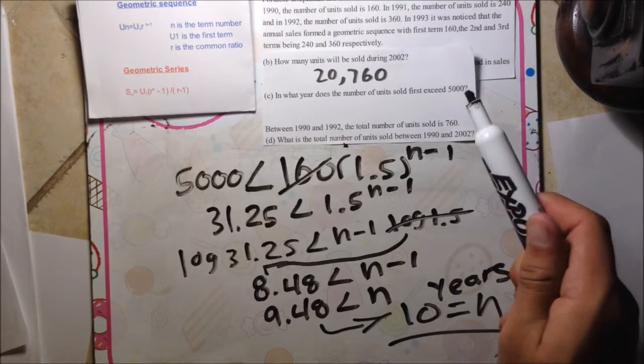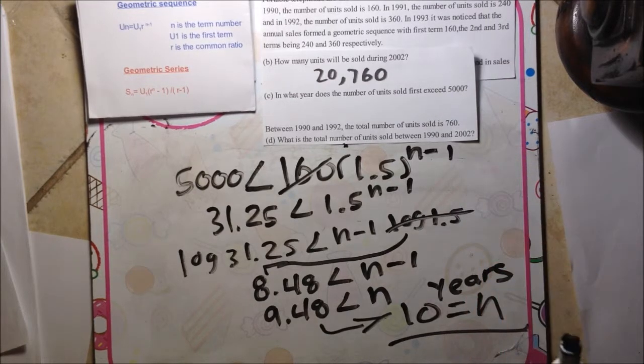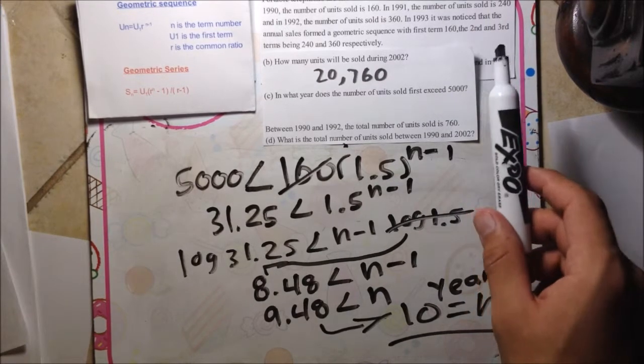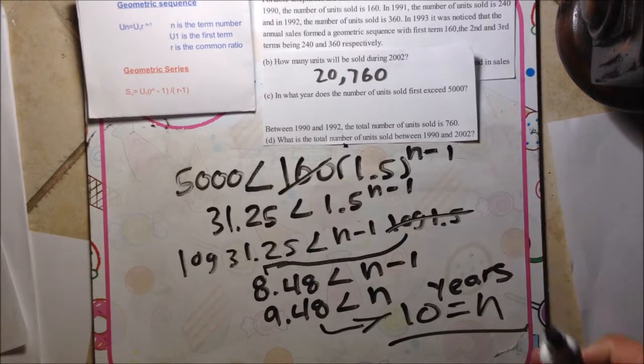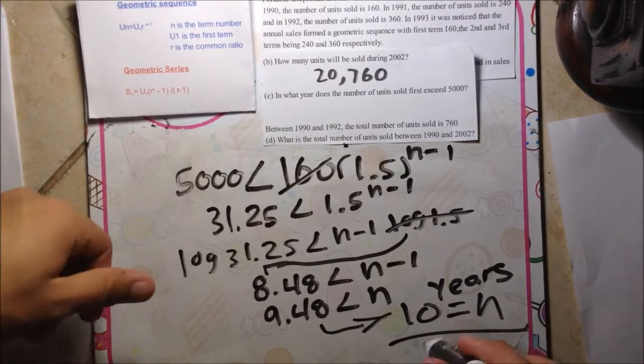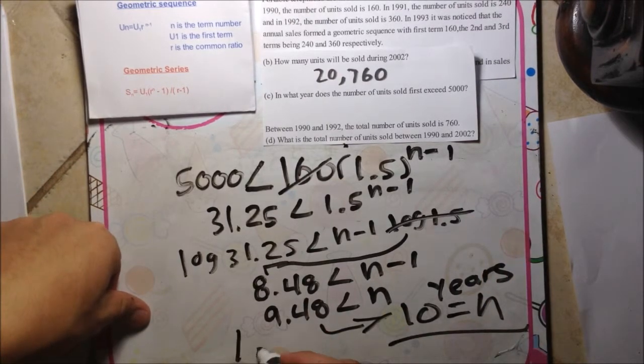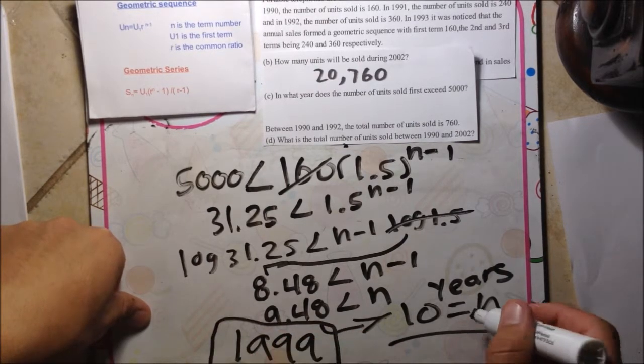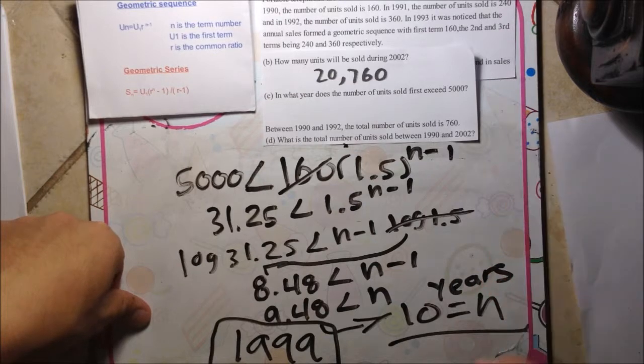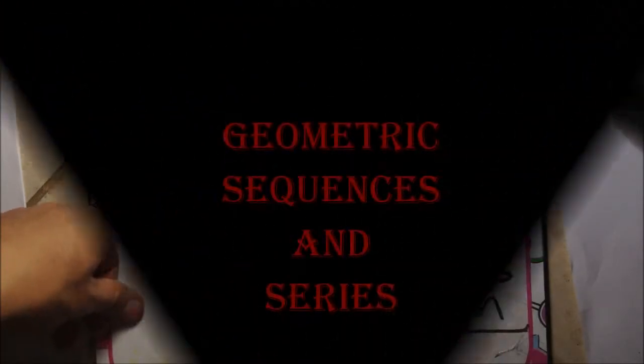So what is 10 years compared to the year 1990? Well, if you count 1990, that will be 1999. So in the year 1999, which was 10 years after 1990, more than 5,000 units were sold.